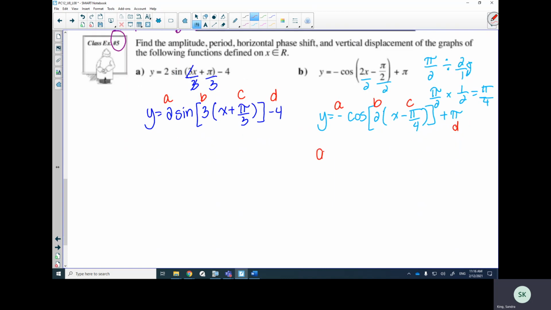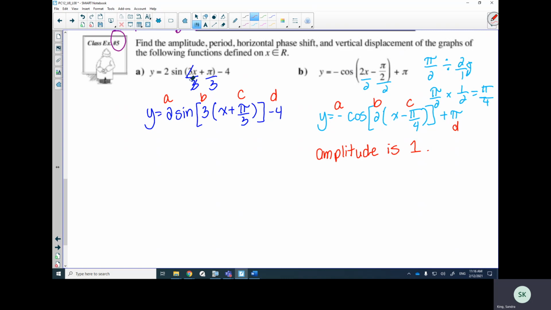So the amplitude of this graph is, John, what would the amplitude be? It is not negative. Just what number? 1. The amplitude is 1. You have to remember that. The amplitude is always the absolute value of A. That is on your, I promise you, is on your exam.